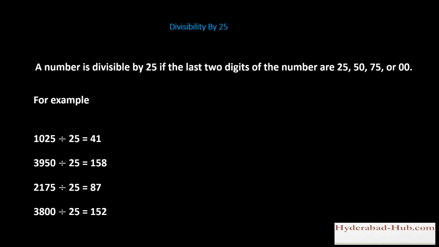Thus, a number is divisible by 25 if the last two digits of the number are 25 or 50 or 75 or two zeros. These are the most important divisibility rules.